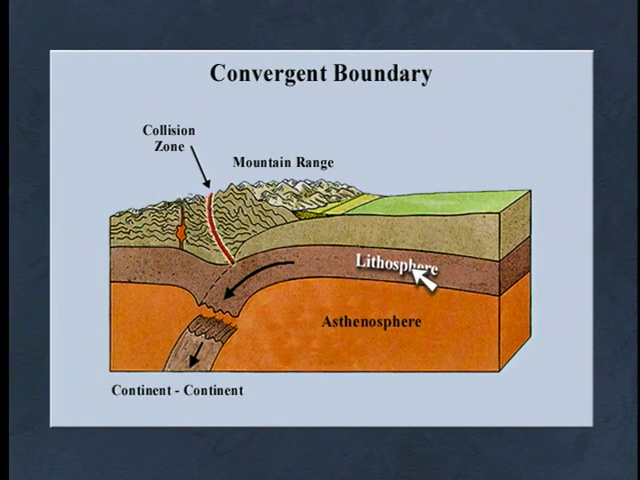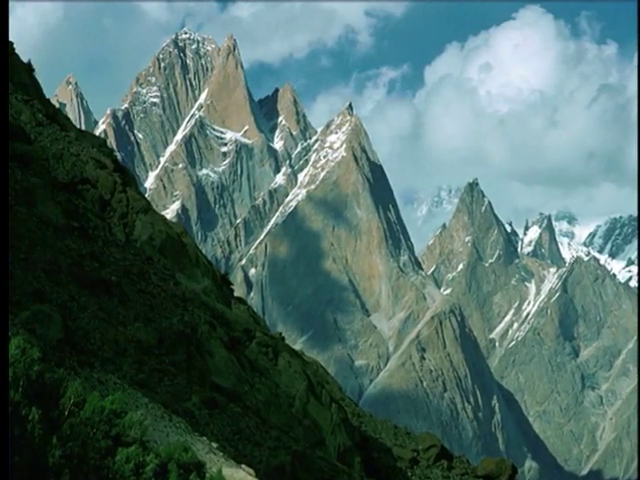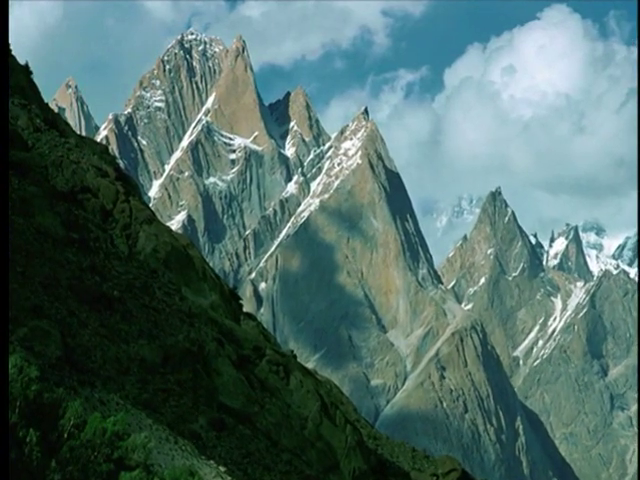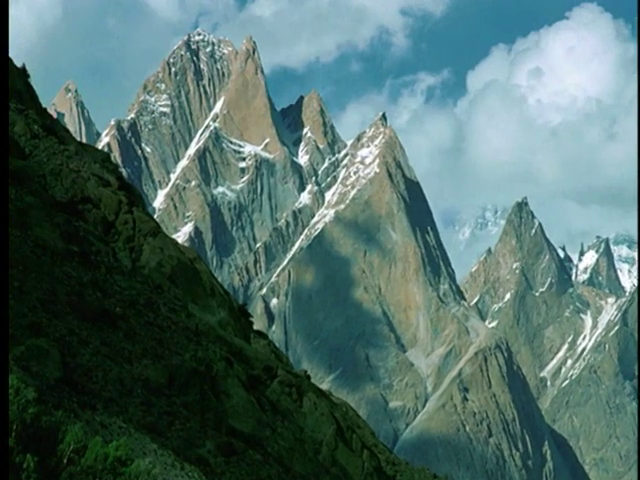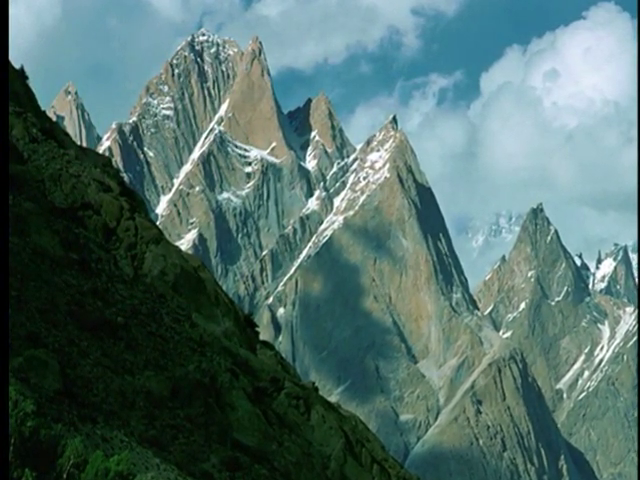It's pretty obvious why this happens. The two plates keep moving toward each other. But the relatively light continental material just has no place to go. It just keeps folding back on itself into higher and higher mountains. Today, such a collision is happening at the boundary between the Eurasian and the Indian plates. See, the Indian plate is moving north relative to the Eurasian plate, and the two continental masses are crumpled and folded into the world's tallest mountain range, the Himalayas.